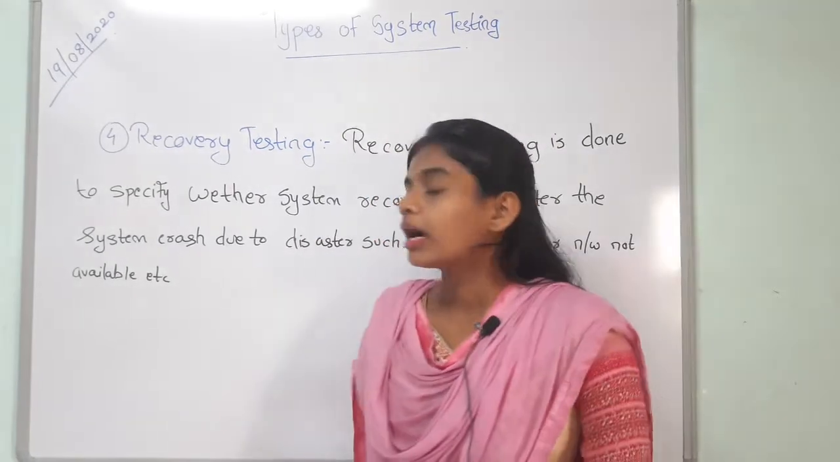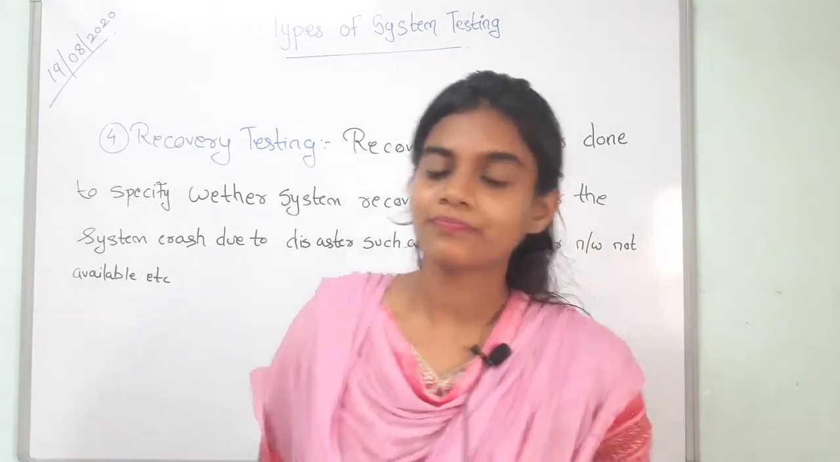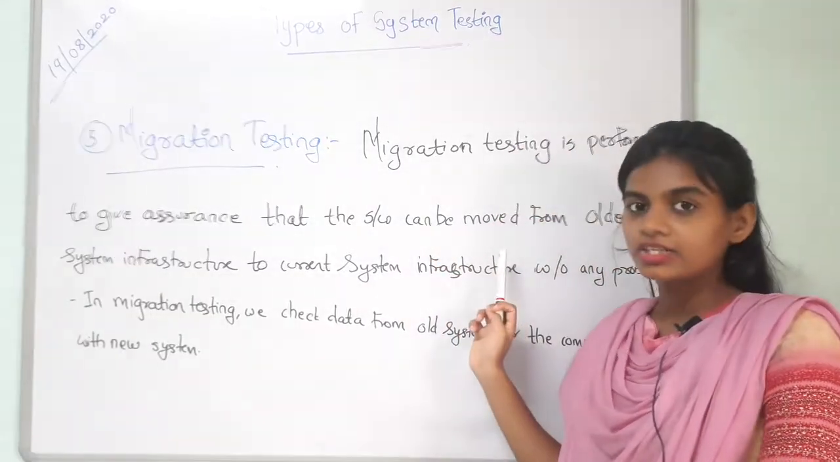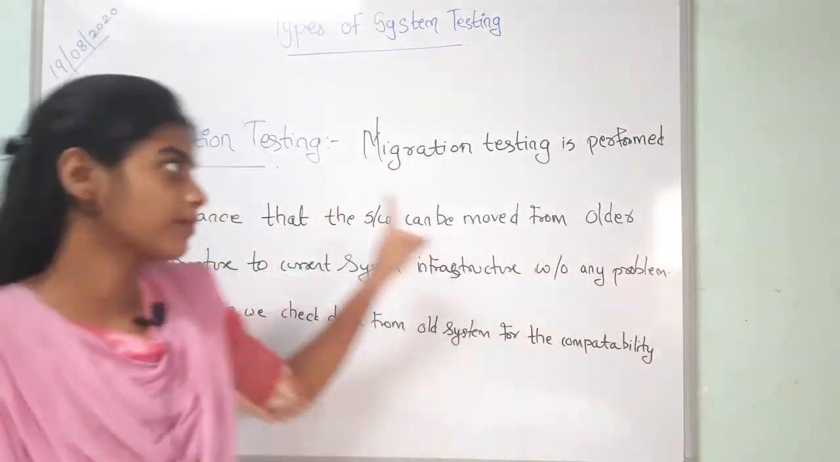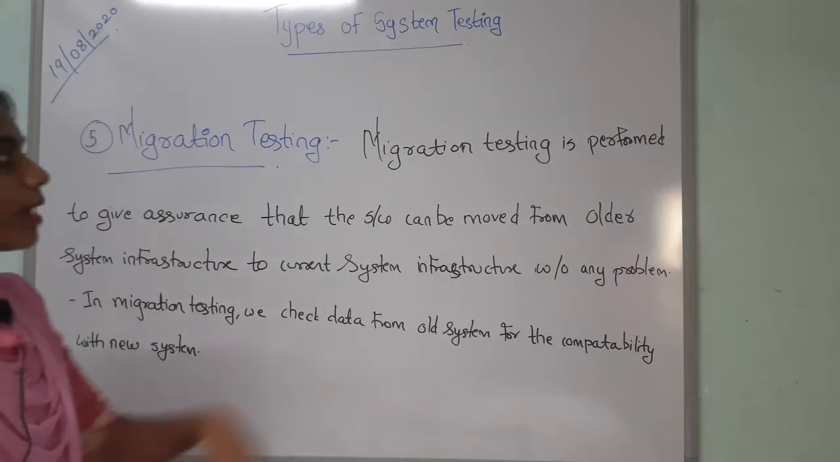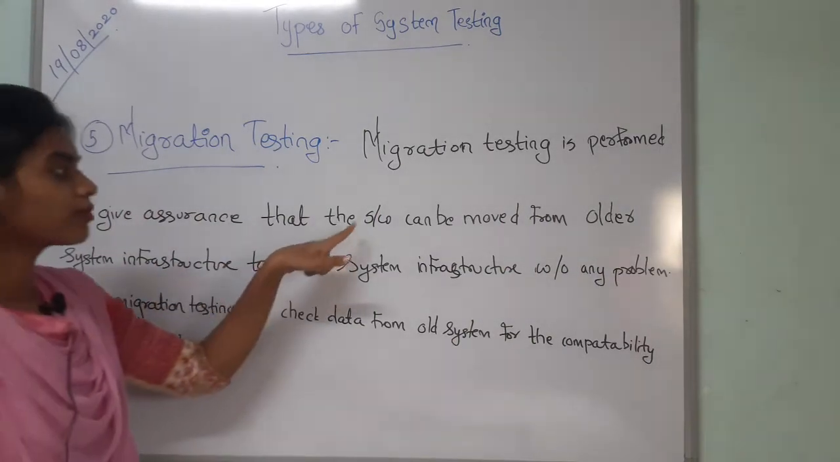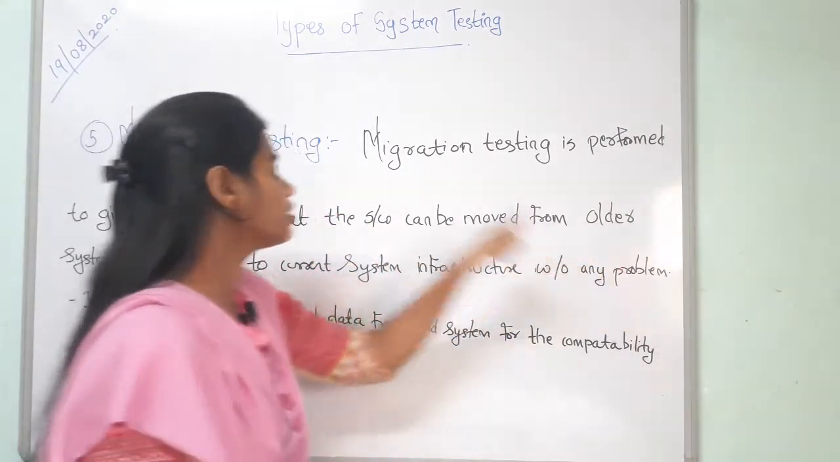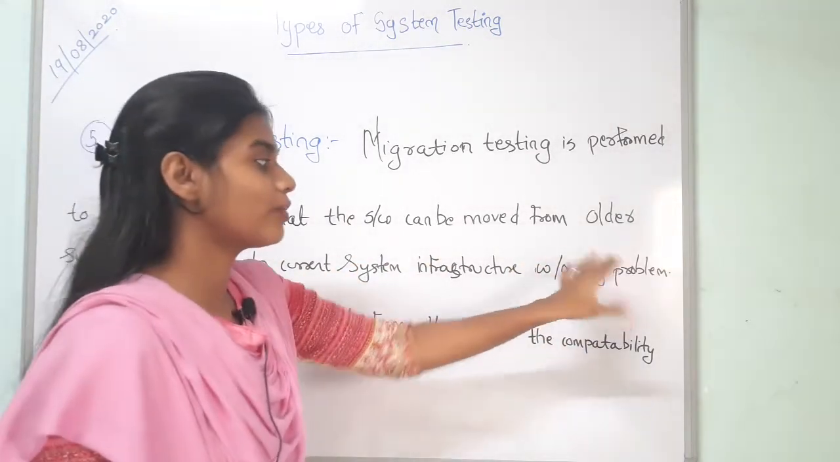Now I will go to the fifth testing, migration testing. This is the fifth type of system testing. So let's read what migration testing is. Migration testing is performed to give assurance that the software can move from the older system infrastructure to the current system infrastructure without any problem.